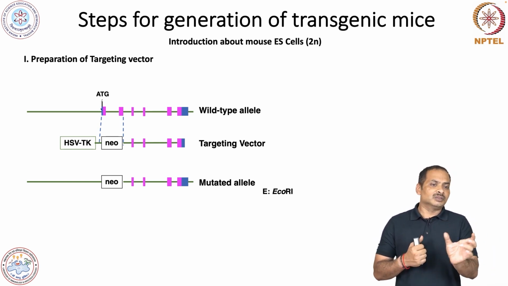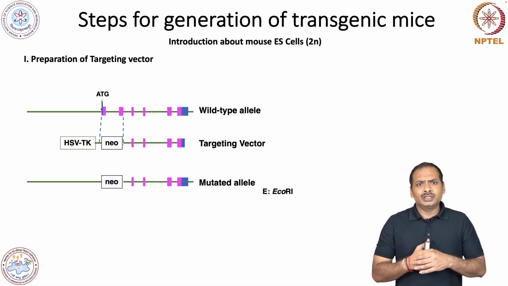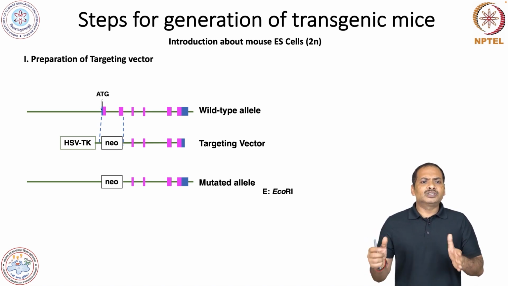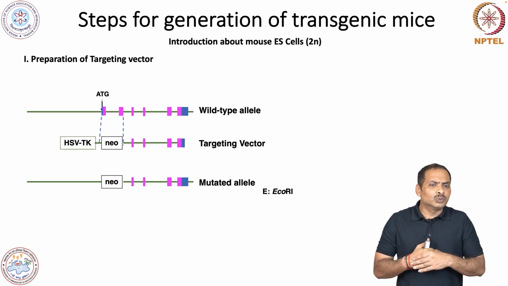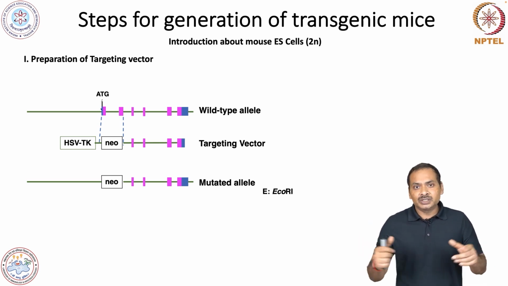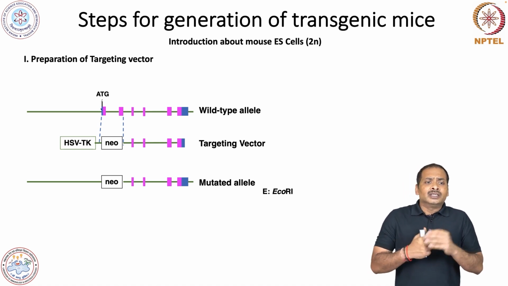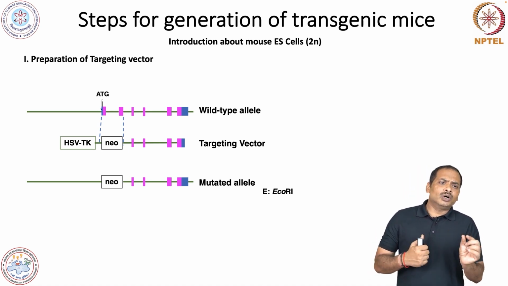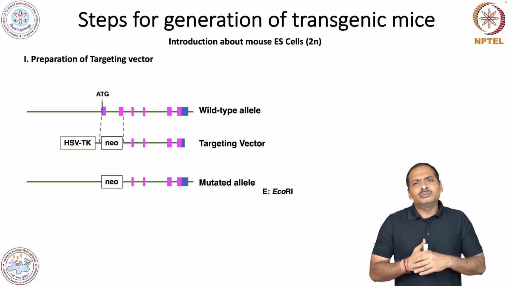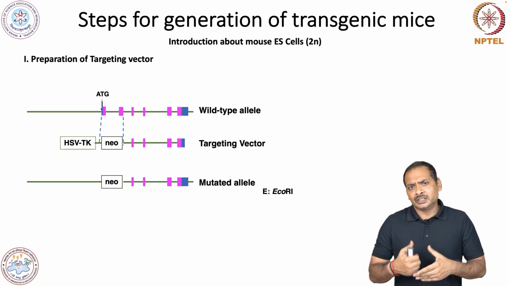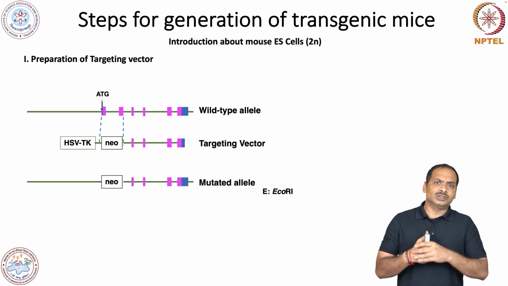So, this is a kind of plasmid. Below this NEO there is a quite big piece of DNA which is derived from the genomic DNA. So, in simple words, you need to clone such a big piece of DNA in the targeting vector. You also need to clone a small portion upstream to the NEO gene, and that will basically help in recombination. I am going to explain how NEO works and how HSV-TK works.